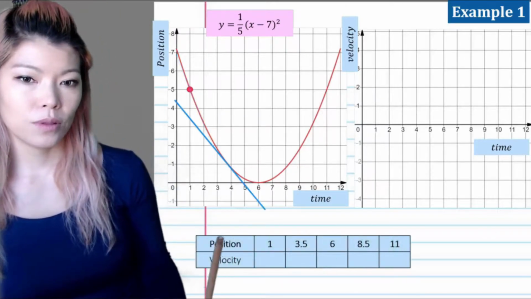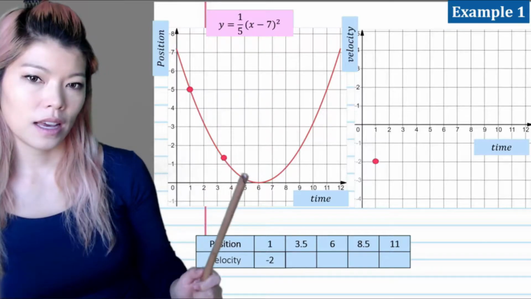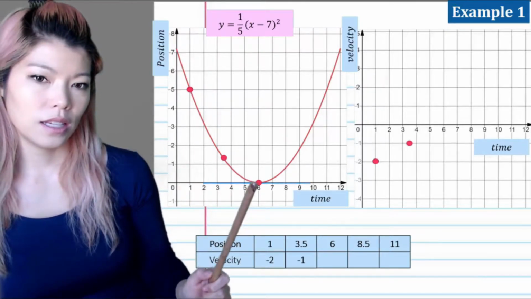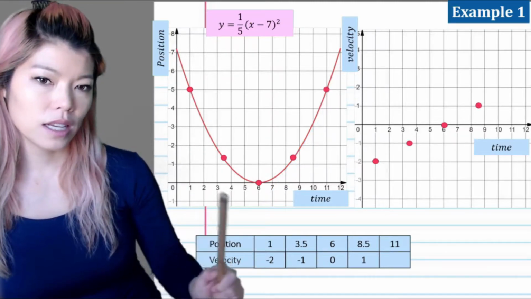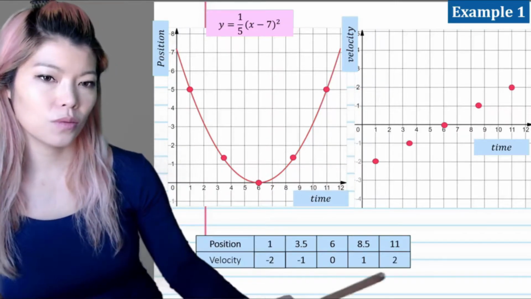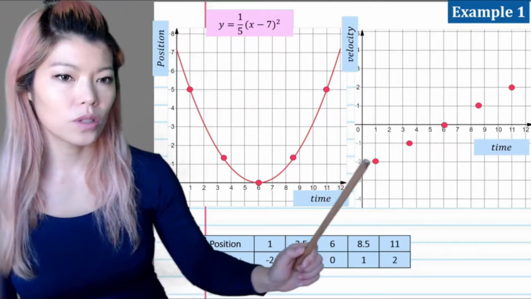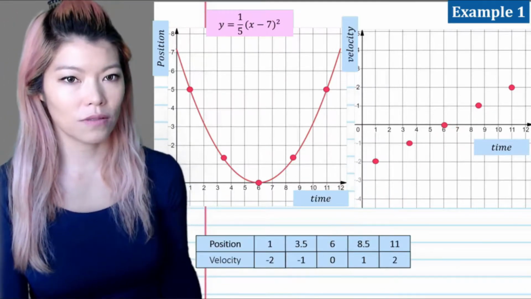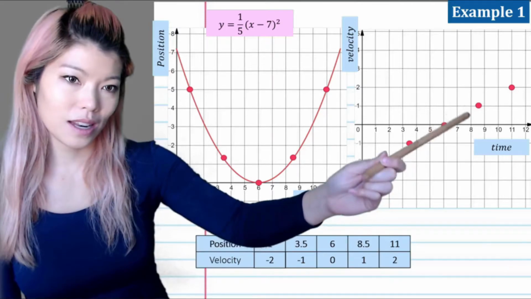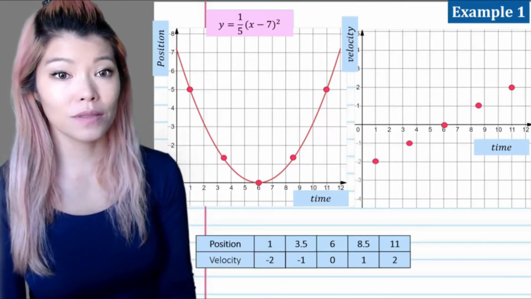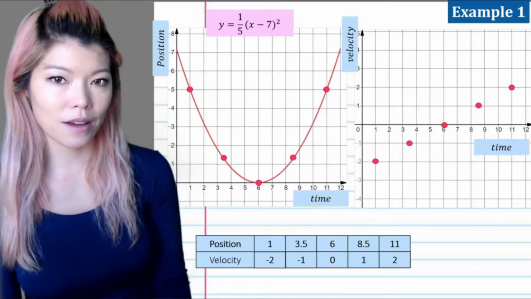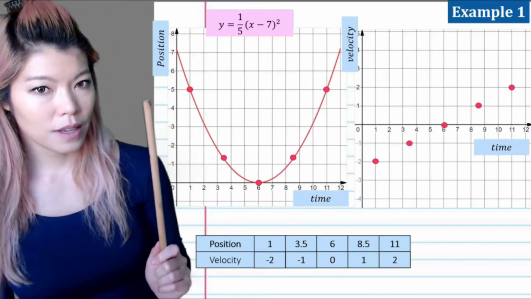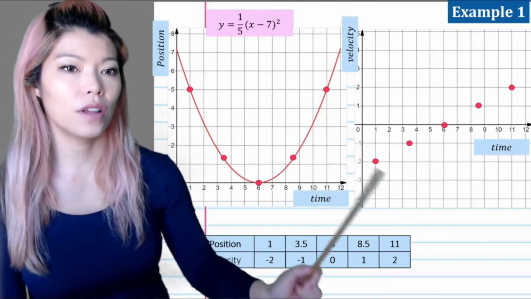So let's do a table with different positions, and we're going to plot each of these points onto the graph and find the gradient of these, and the gradients of these will be the velocity. And when we do so, we can see that we can sketch the velocity graph, and it looks quite linear. You'll see in future videos why this parabola becomes a linear graph. So the position time graph, find the gradient, you get the velocity time graph.